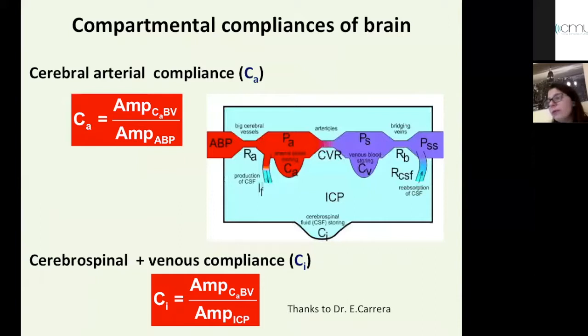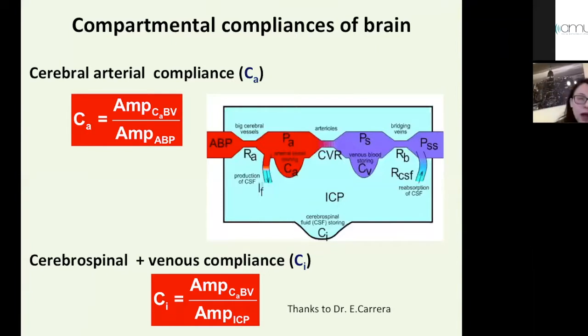There are actually two main types of compliance: the cerebral vascular arterial compliance, which basically describes the change of arterial blood volume in response to change in arterial pressure. And then there is the compliance of the cerebrospinal space, which is basically called Psi-E, which refers to changes of volume in the intracranial space in regards to changes in ICP. And this last one represents basically the combined compliance of a venous bed and of a CSF space, because the venous compartment is generally considered a part of a CSF compartment.